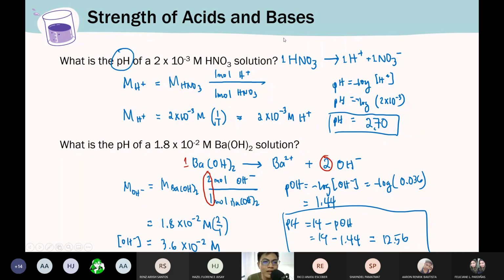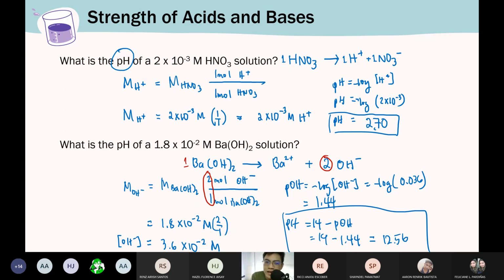Okay? Again, for strong acids and strong bases, the pH calculation is very easy. All you need to do is show the full dissociation into ions, and then check what their coefficients are. And you can use those coefficients to convert the molarity of one substance to the molarity of either your H plus or OH ions. So, madali lang siya.